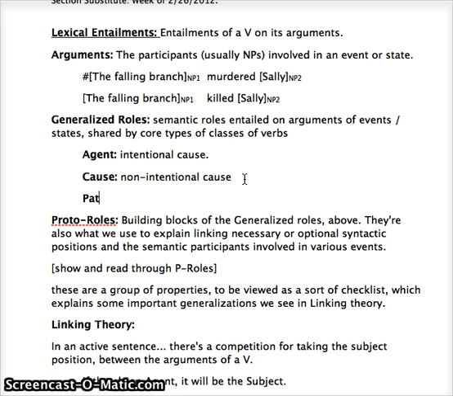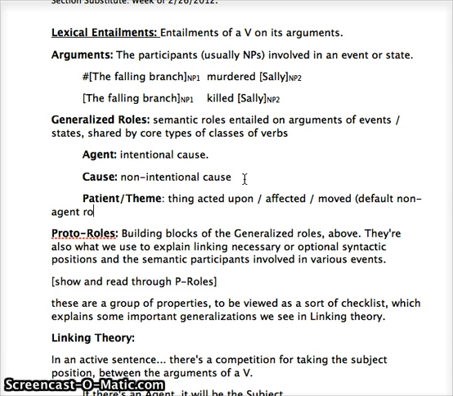So the patient or the theme is going to be usually a thing acted upon, affected or moved. This is also going to be our default non-agent role. So this is our hittee, the thing hit. We'll also see that things moved, such as in verbs of transfer, are themes. Themes are sort of like a default role for things that we don't quite know what to do with that aren't obviously agentive sometimes, or causative.